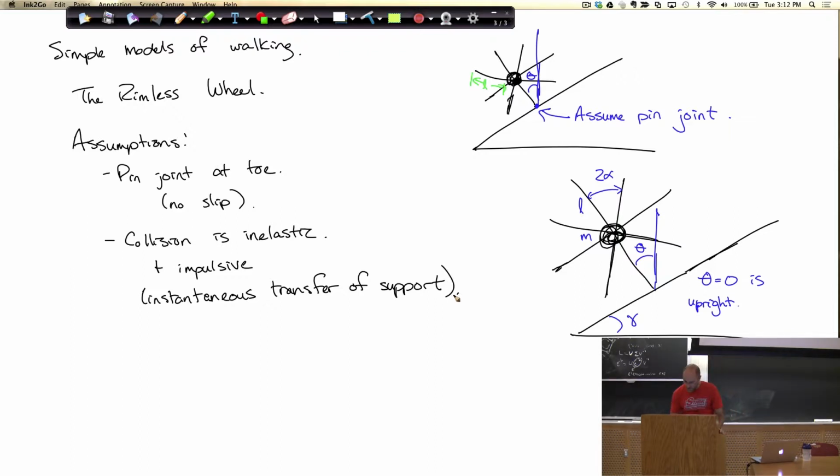Right? So my model is this thing's going to spin around that point until the next foot comes around and hits the ground. At that point, there's going to be some collision event. This point's going to suddenly have a pin joint. This one's going to release, and that all happens at the same instant. Suddenly, I'm rotating around the new point. Okay?